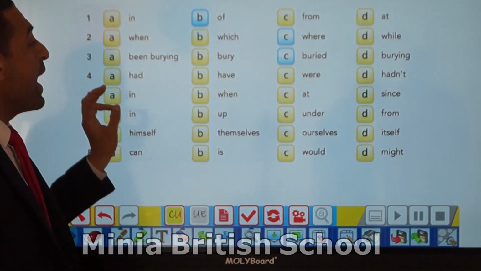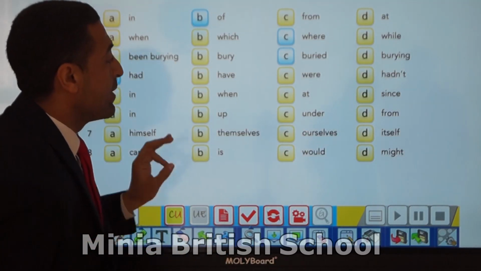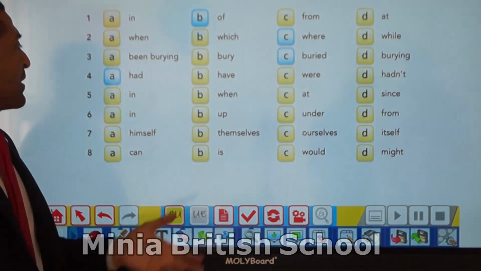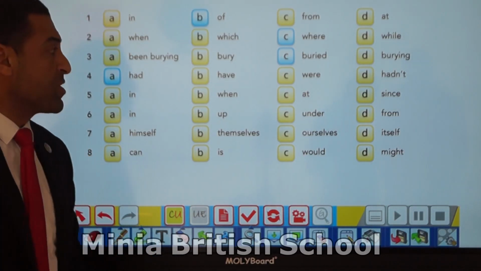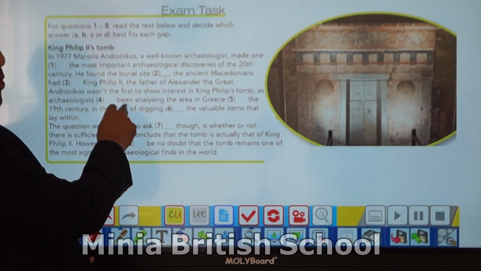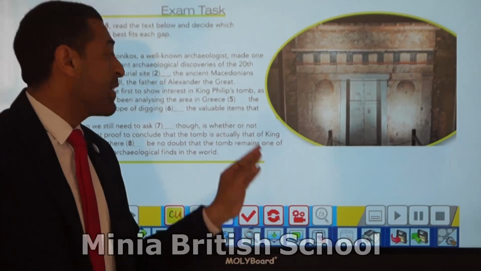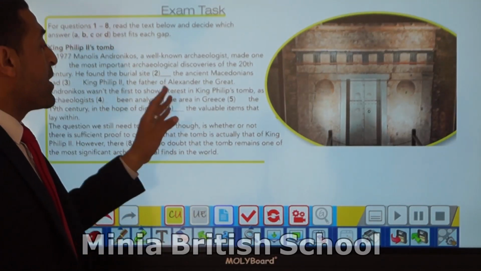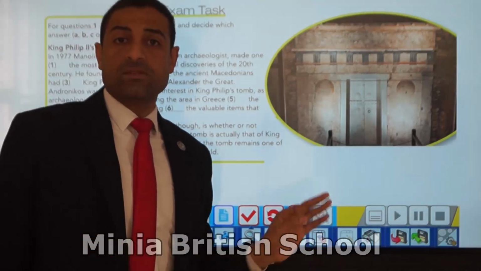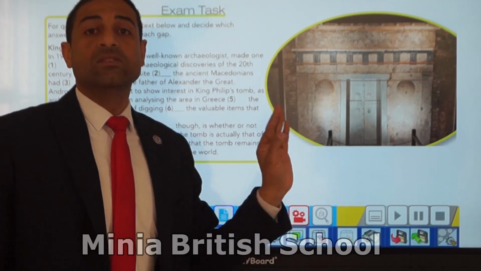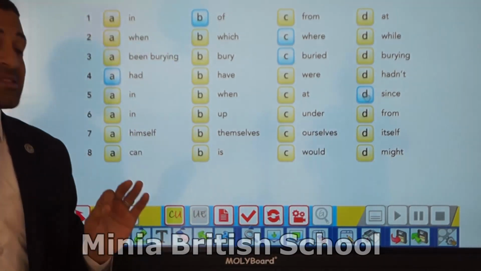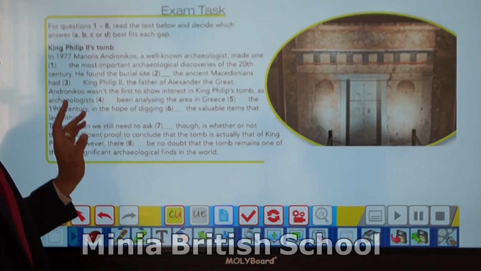And then to go to number four, Andronicus wasn't the first to show interest in King Philip's tomb as archaeologists. Space been analyzing, so I'm talking about action, wasn't progressive in the past. So here, had been. And someone can tell me, why didn't you use where and where together with the gerund form of the verb that gives me progressive in the past? Don't forget that here we have past participle form of verb to be, so I will use had been analyzing. The area in Greece, the 19th century. And here we have the 19th century, it's a specific time. So we have to use since before this one. Since the 19th century. Okay.